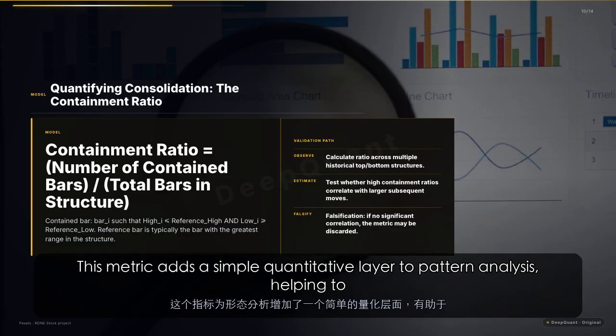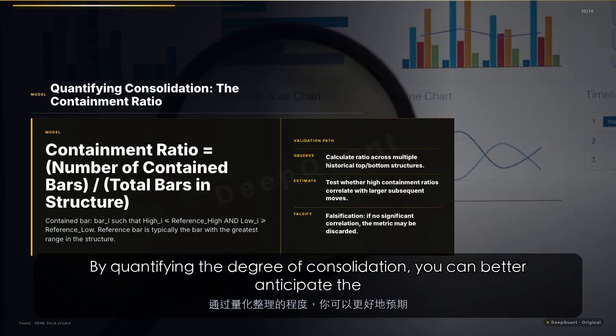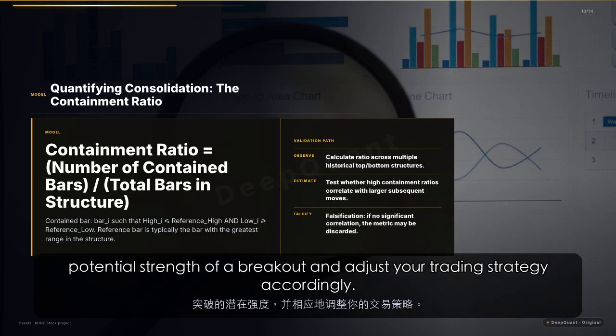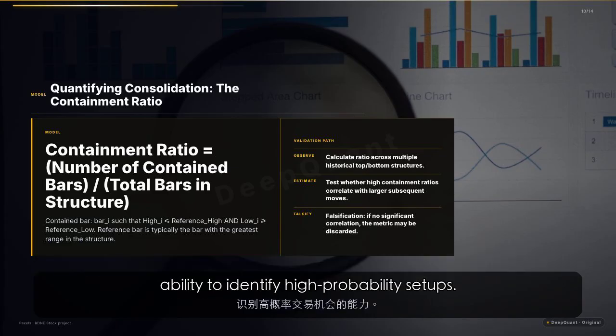This metric adds a simple quantitative layer to pattern analysis, helping to distinguish between a lazy consolidation and a coiled spring. By quantifying the degree of consolidation, you can better anticipate the potential strength of a breakout and adjust your trading strategy accordingly. It provides a more objective way to assess market conditions and improves your ability to identify high-probability setups.